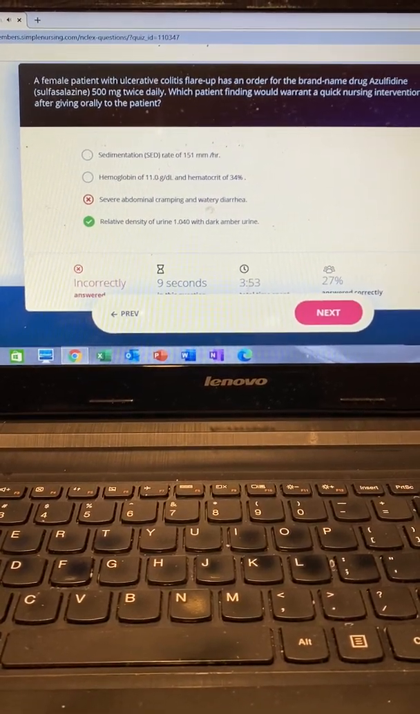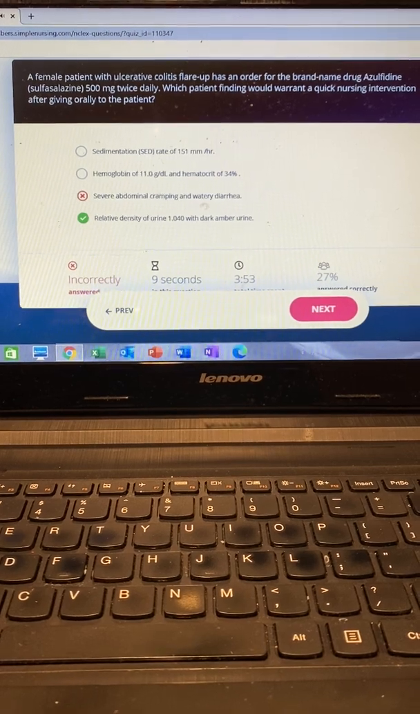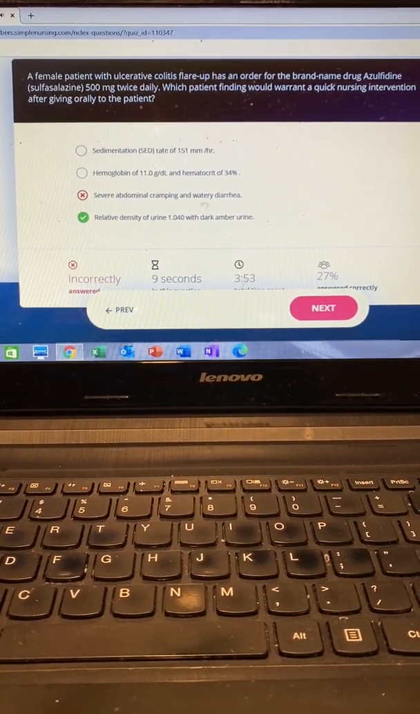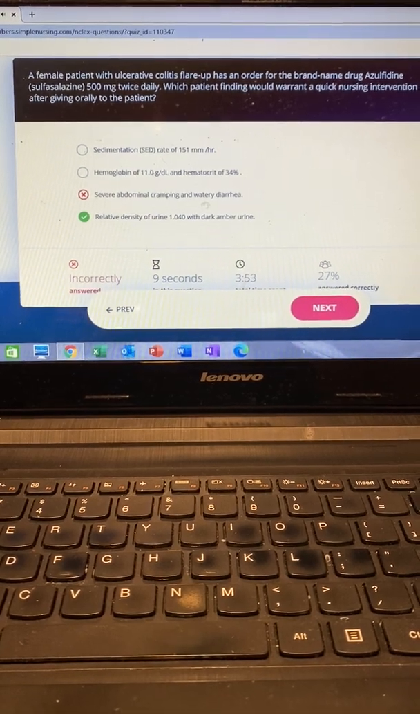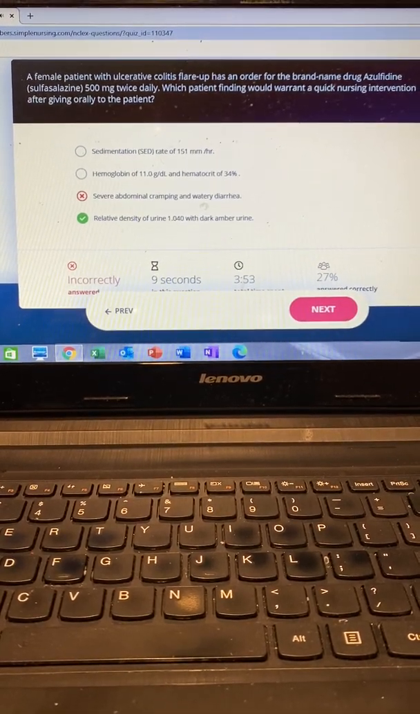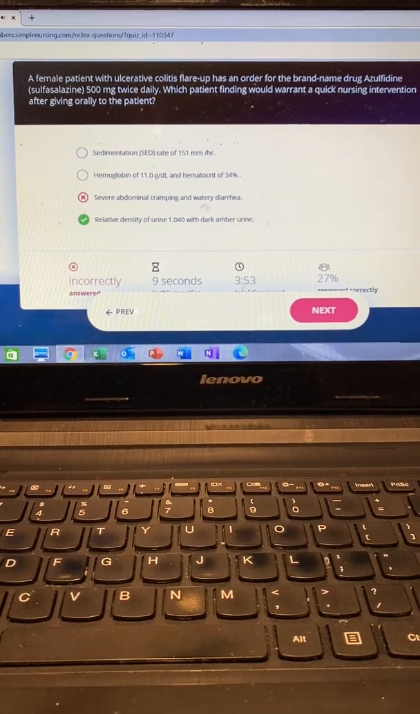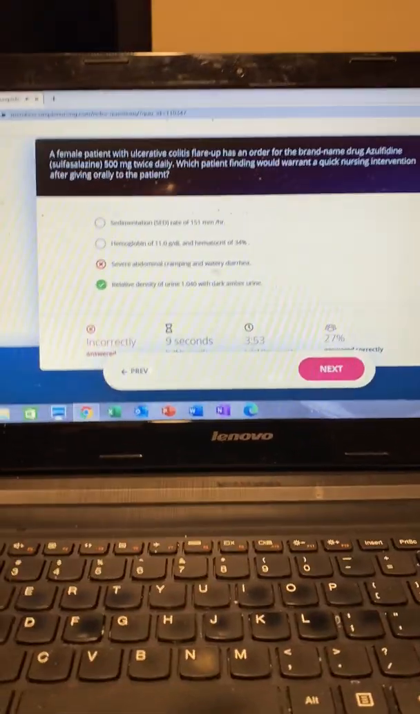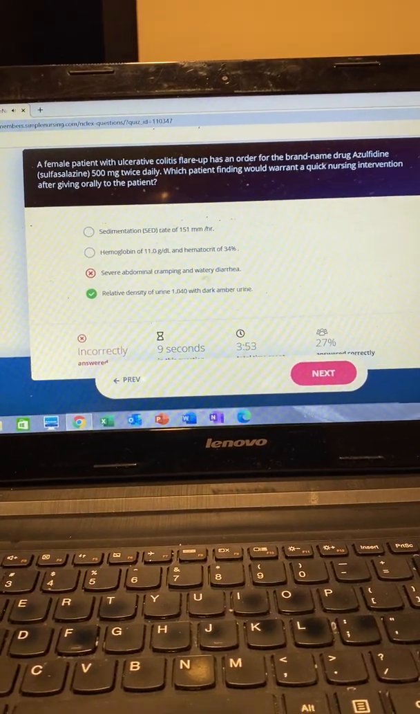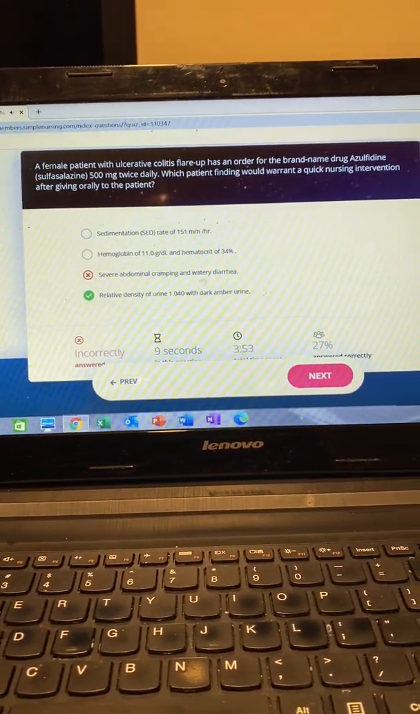Guys, the patient is having many loose stools a day. That's really bloody. So option 2, the H&H is slightly low from those bloody loose stools. So that's technically incorrect because it's expected. And option 3, abdominal pain from watery diarrhea. Guys, this watery, bloody diarrhea is expected. That's what ulcerative colitis is.